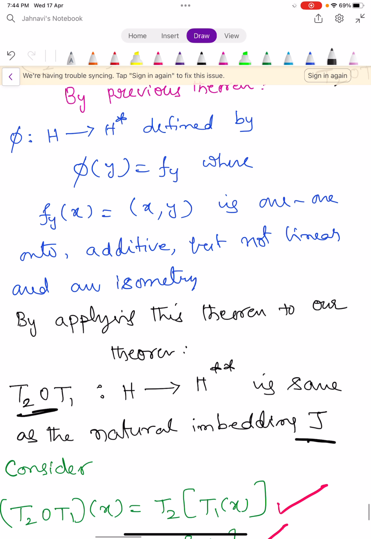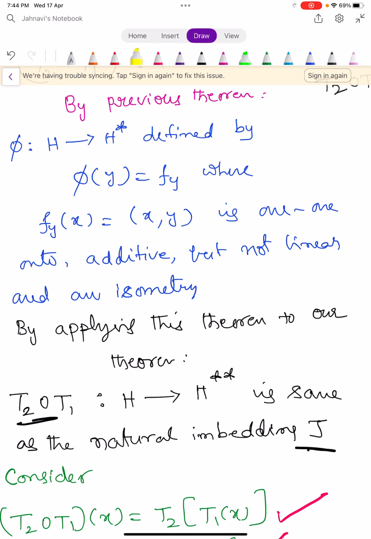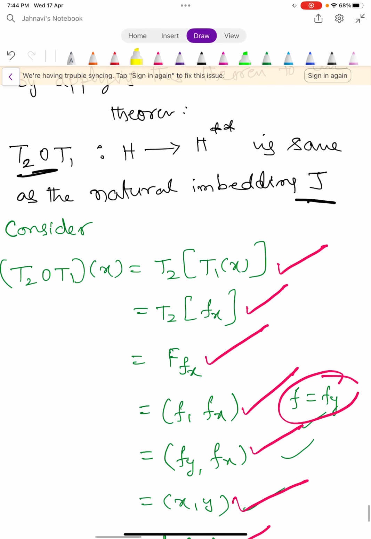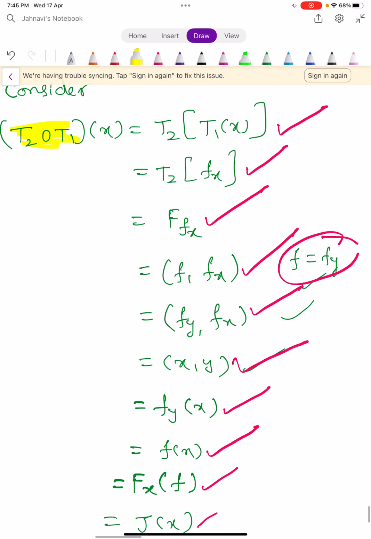So again there is a previous theorem pi that maps from H to H star defined by pi of y is equals to fy, where fy of x is equals to inner product of x comma y, is one-one onto, additive but not linear and an isometry. Applying the same theorem to our theorem, this composite function from H to H double star is a natural embedding same as capital J. It means T2 circle T1 and J has same properties. So we complete our proof by showing that T2 circle T1 is equals to J.